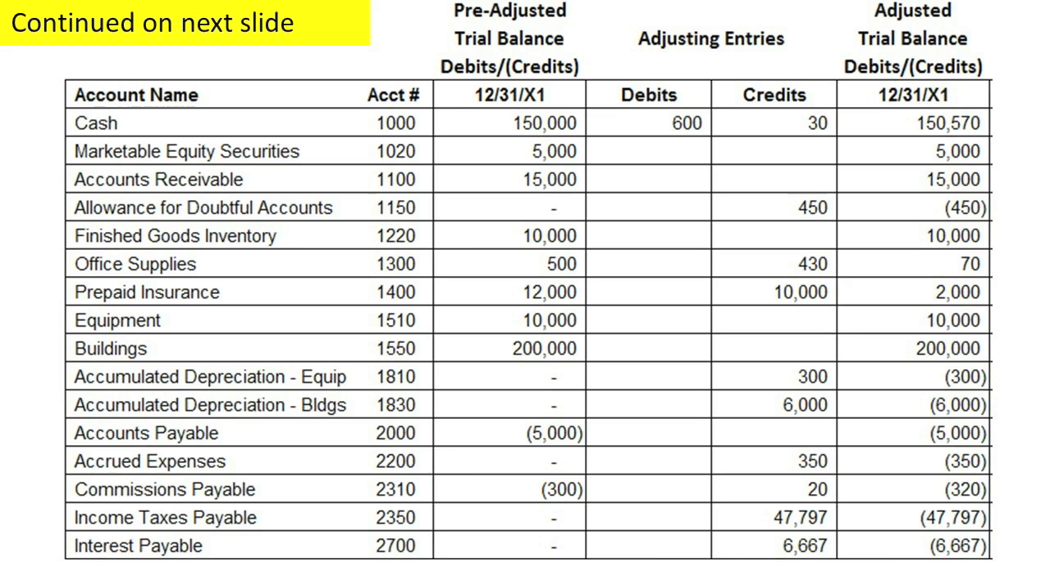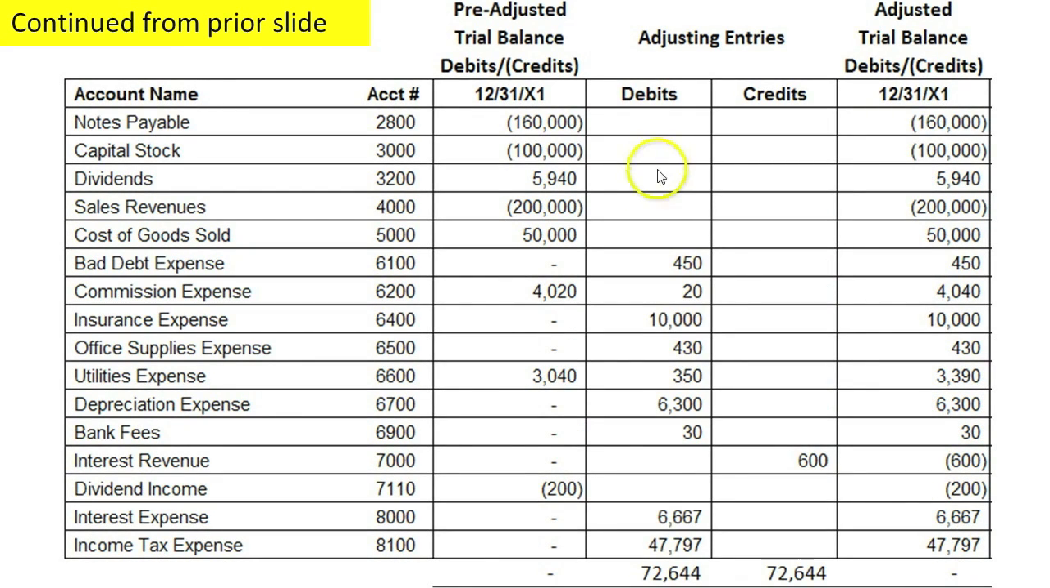So here's the first page, and here's the second page. The debits of all the entries from page 1 and page 2 equal the credits of all entries from page 1 and page 2, and the adjusted trial balance, with debits showing as positive numbers and credits showing as negative numbers, adds up to 0, showing that we have an adjusted trial balance that balances.